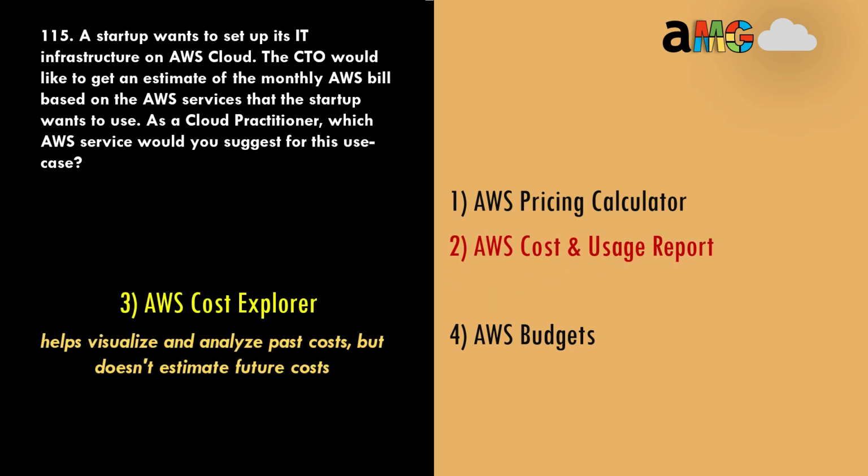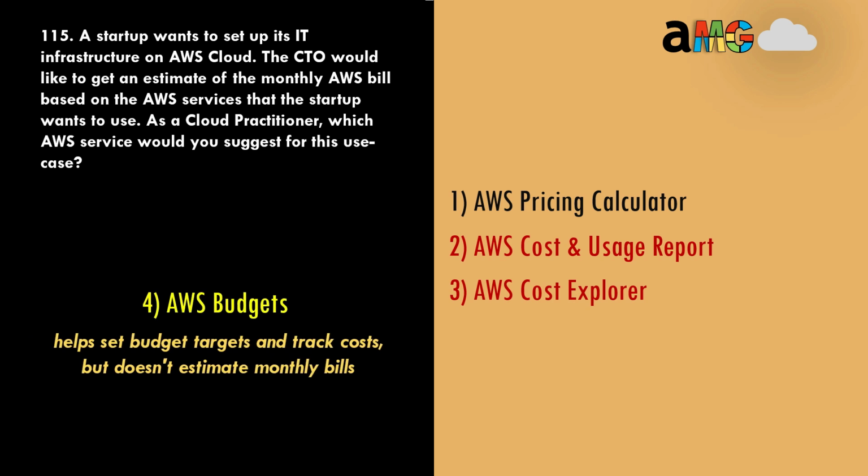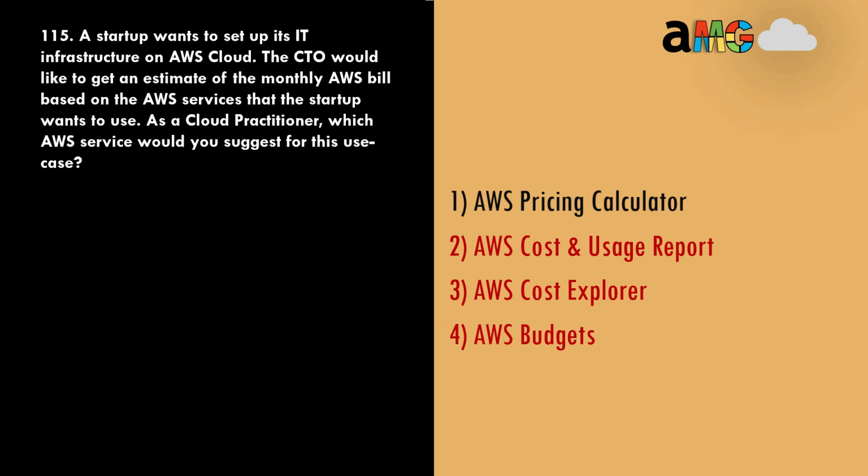Option 3, AWS Cost Explorer, helps visualize and analyze past costs but doesn't estimate future costs. Okay, so this is also the wrong answer. AWS Budgets helps set budget targets and track costs but doesn't estimate monthly bills, right? So this is also the wrong answer.